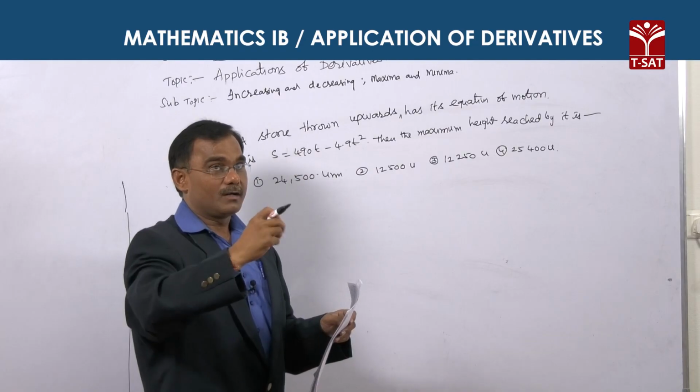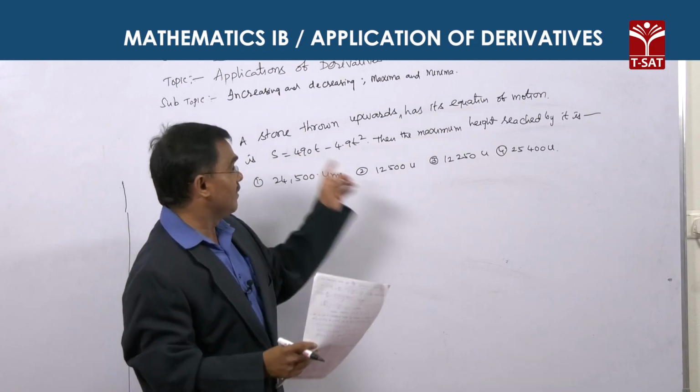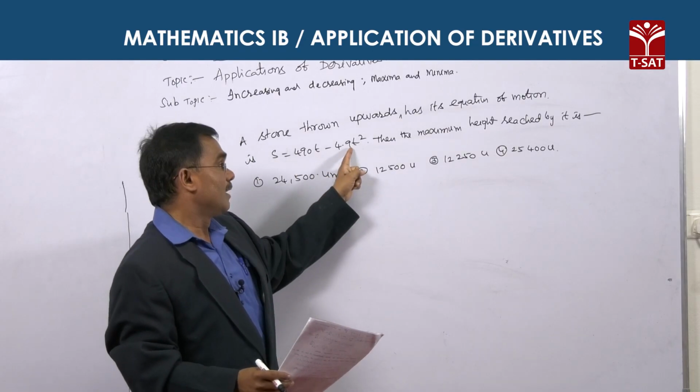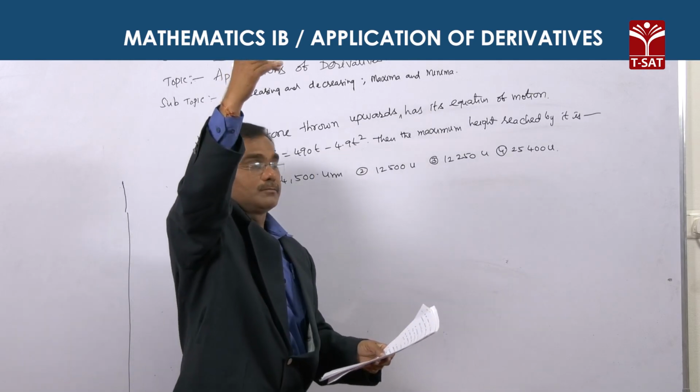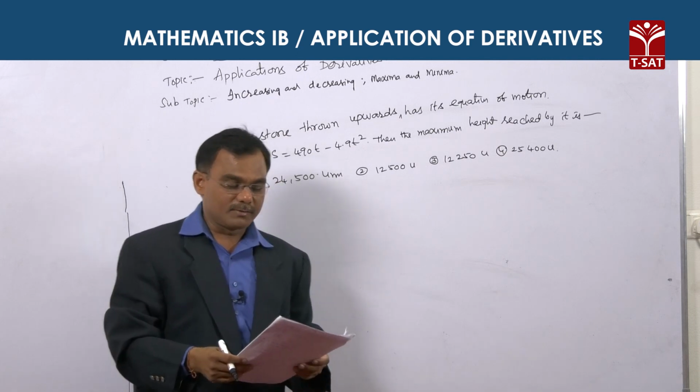Right, a stone is thrown upwards. The path of the stone is given: s is equal to 490t minus 49t² at time t. So what is the maximum height reached by the particle?